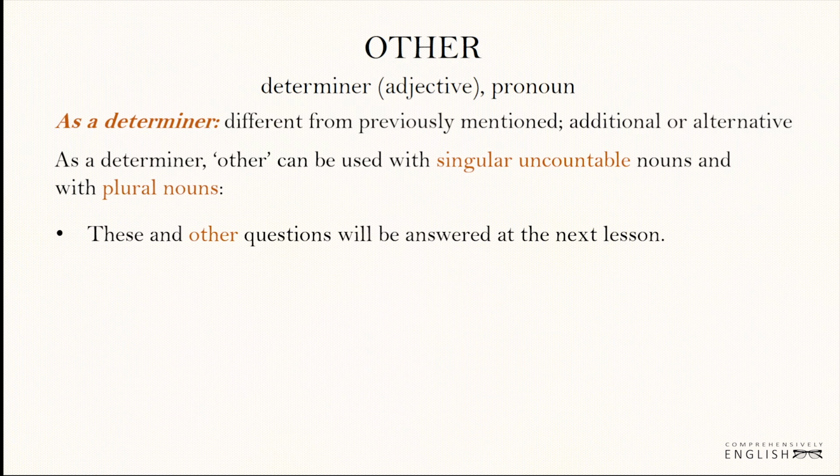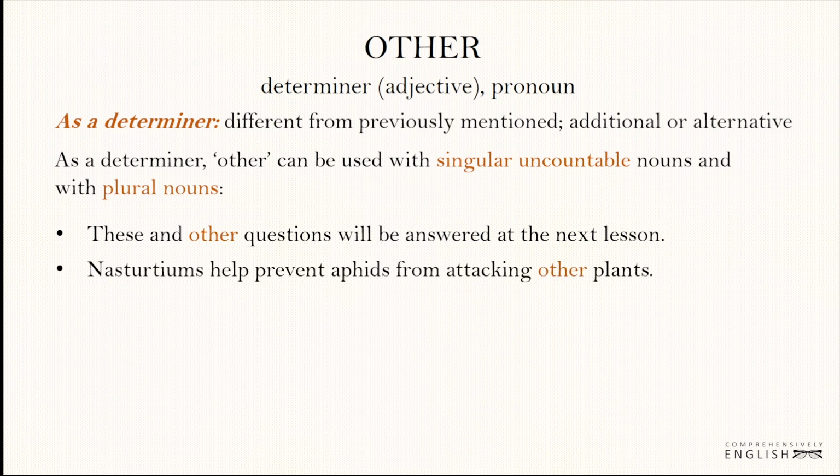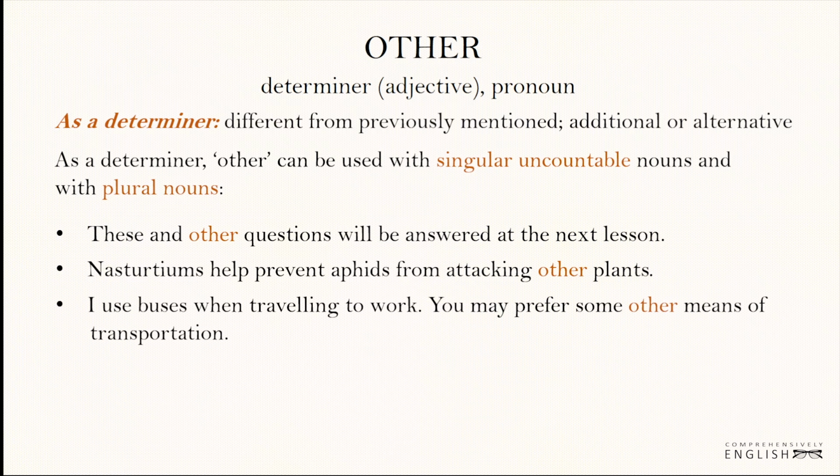These and other questions will be answered in the next lesson. "Questions" is a countable plural noun. Nasturtiums help prevent aphids from attacking other plants. The same, "plants" is a countable plural noun. I use buses when traveling to work. You may prefer some other means of transportation. "Means" can be both singular and plural.